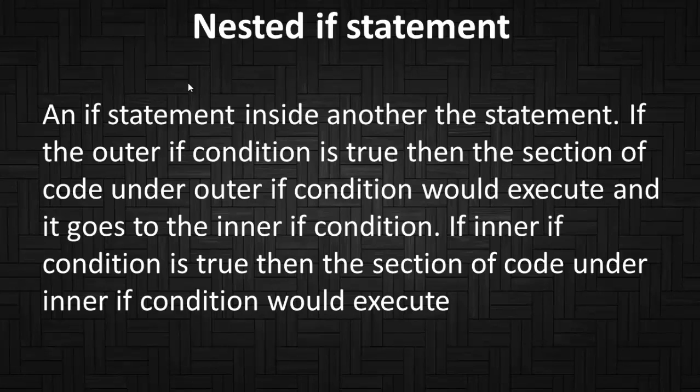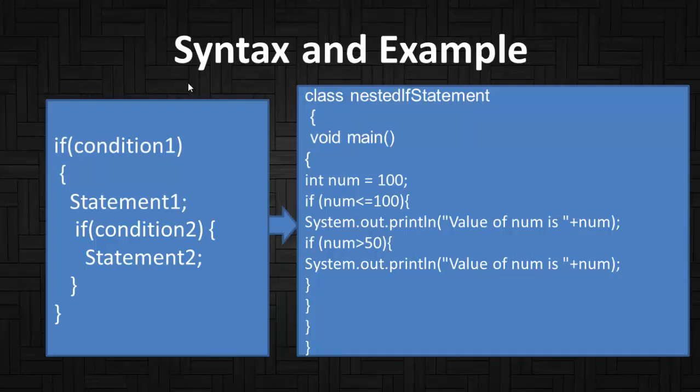The second one will be the nested if statement. An if statement inside another if statement. If the condition is true, then the section of the code under the outer if condition would execute, and it goes to the inner if condition. If the inner if condition is true, then the section of the code under the inner if condition will be executed. The example and the syntax will be: if condition 1, it goes into the outer if statement 1, then if condition 2 is true, it executes statement 2. So if number is less than or equal to 100, it prints the value of the number as num. If it is greater than 50, it prints the value according to the number 50.